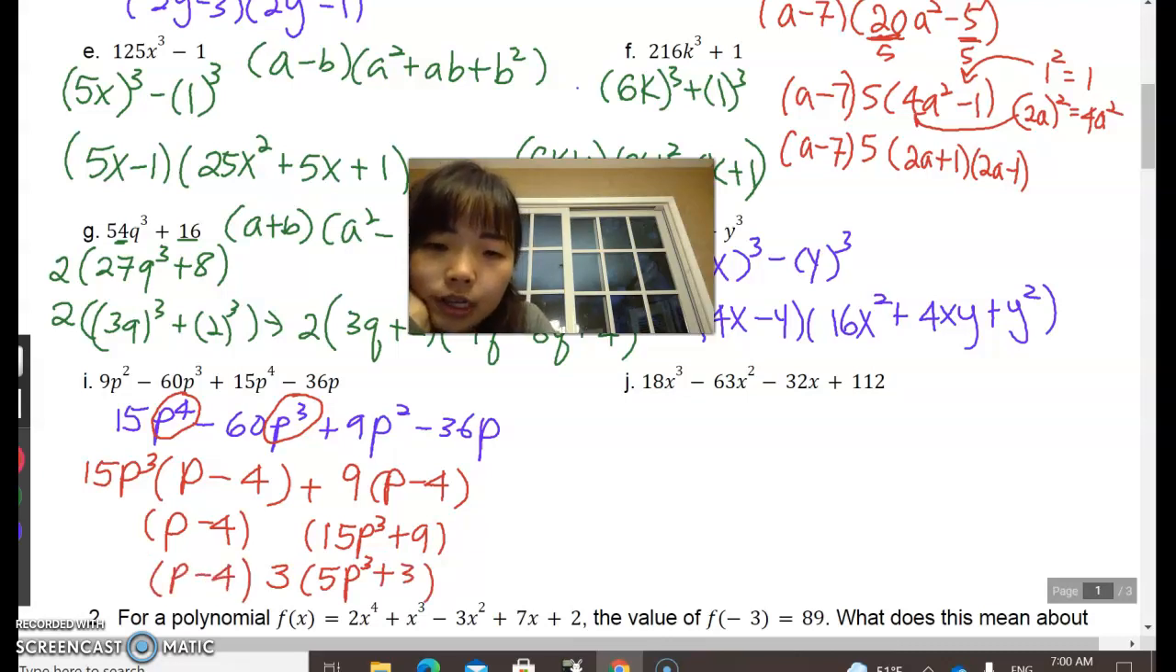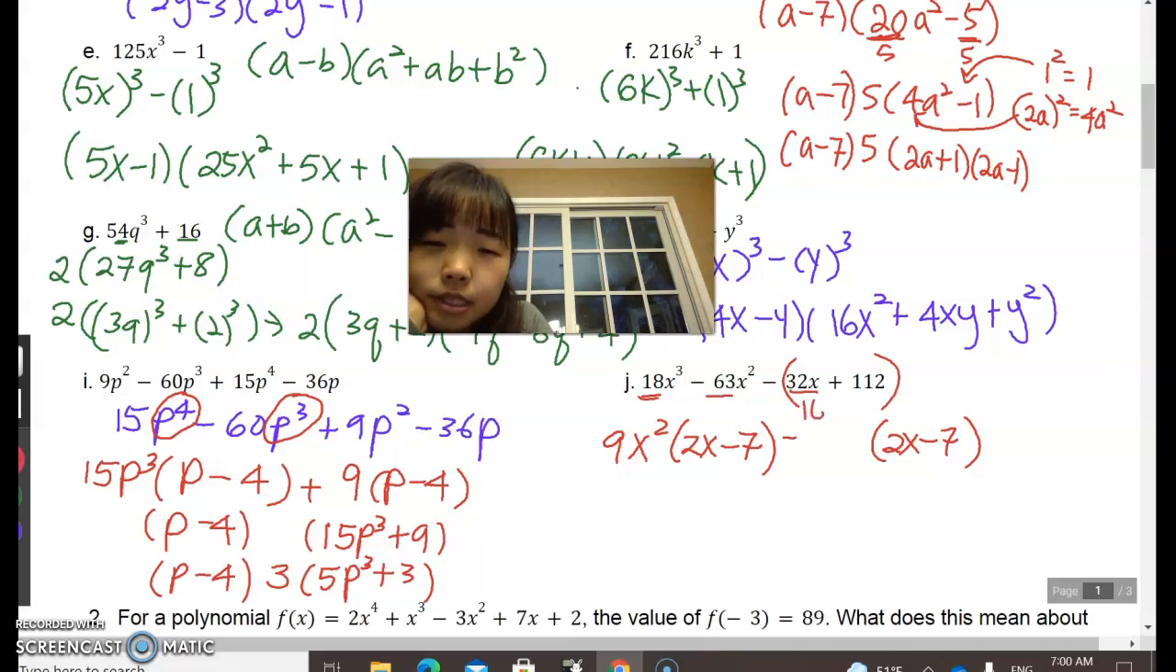Last one, J. 18x^3 minus 63, that looks like something to do with 9. 9x squared times 2x minus 7, minus, okay, from here. Well, 32 divided by 16 is 2, right? So it'd be 16. And you can check, 16 times 7 is 112. So 2x minus 7 times 9x squared minus 16.